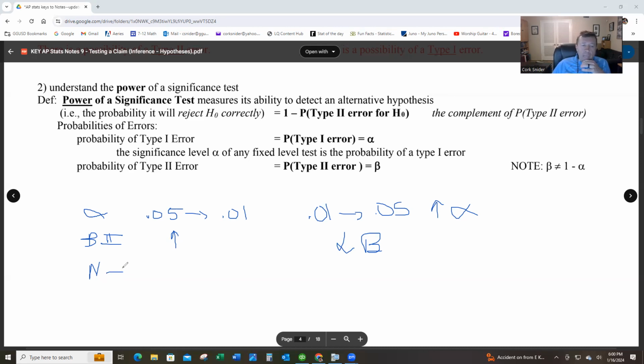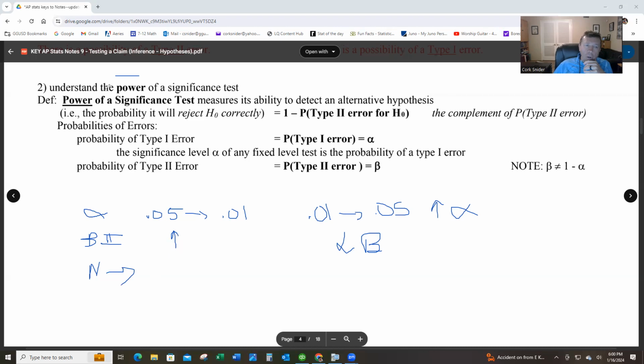Now, n is sample size. The more samples you have, the fewer errors you make in general. So if n goes up, alpha and beta both go down if you have more samples, because more samples means more proof. When you have more proof, you make better decisions and you simply make fewer errors. I hope that makes sense.